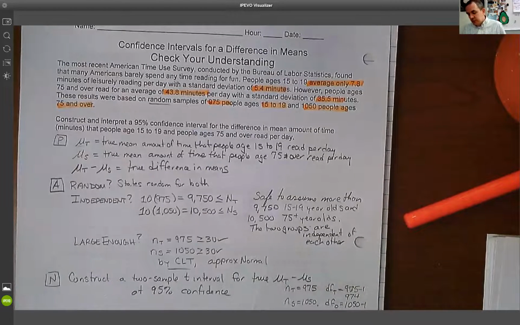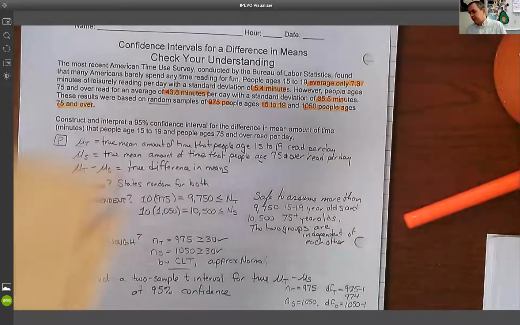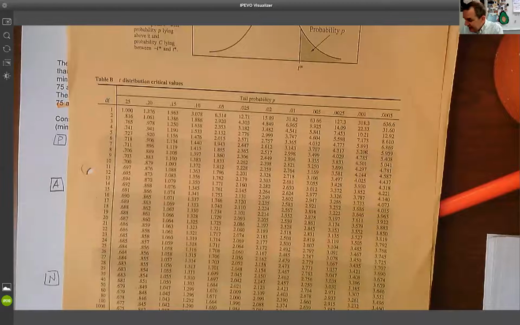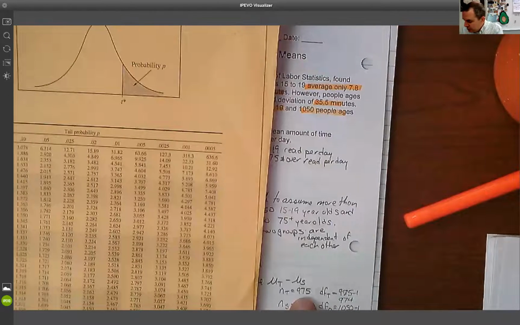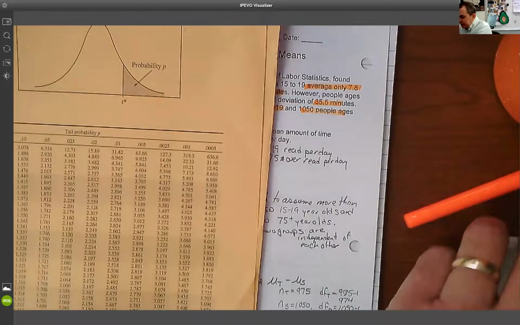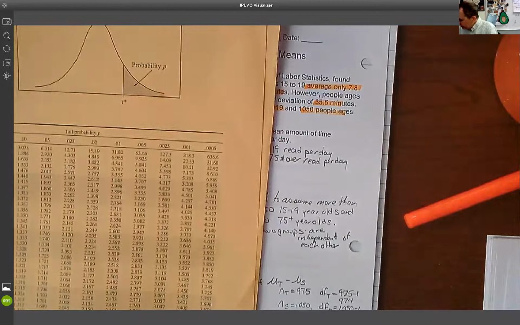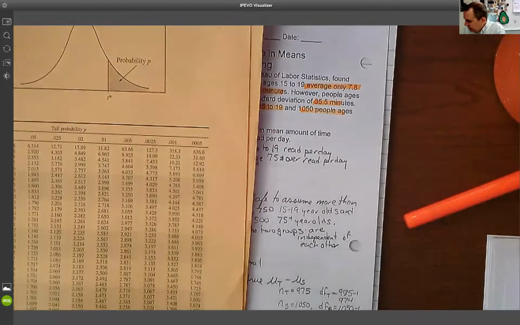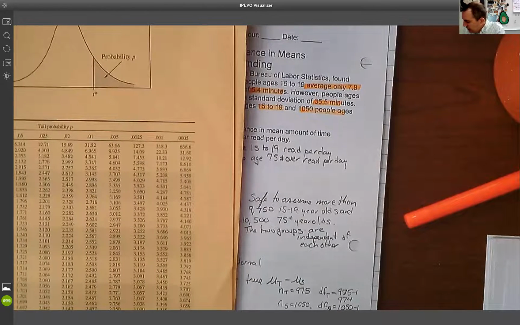So now here comes the deal. We're going to take a look at our degrees of freedom and see that 95% isn't in there. When I look at this, I end up with 974 for the teens, and 1,049 for the older folks, the 75 plus. Based on these degrees of freedom, I'm going to look in the calculator to see what is the lower of the two.